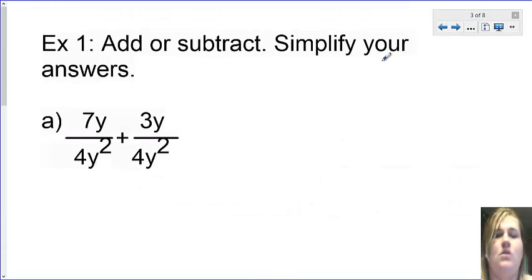So it says, add or subtract, simplify your answers. Looking at this, it wants me to add them. Do I have common denominators? I have 4y squared, 4y squared. That means yes. So 7y plus 3y gives me 10y over 4y squared. But it says to simplify my answers.